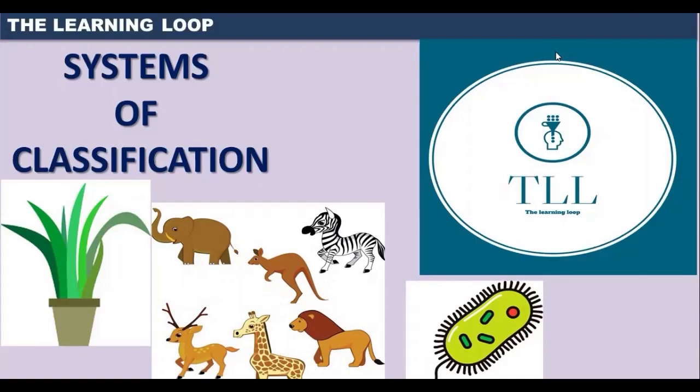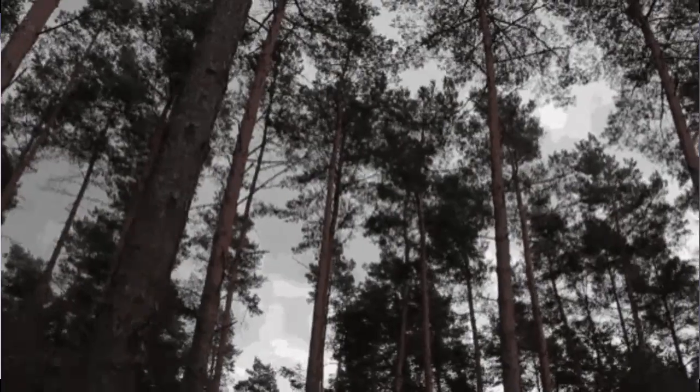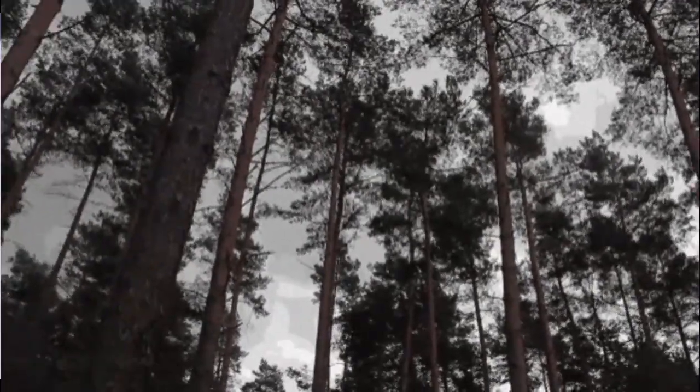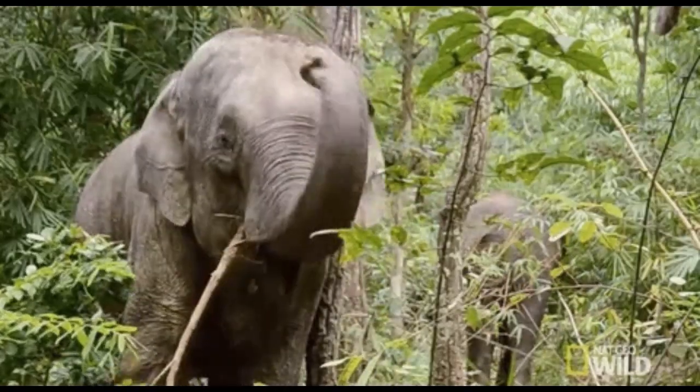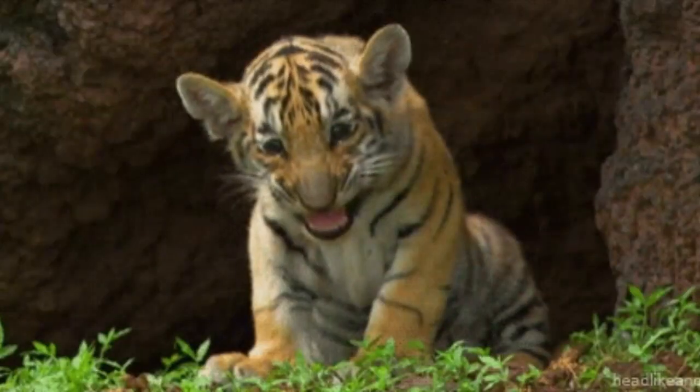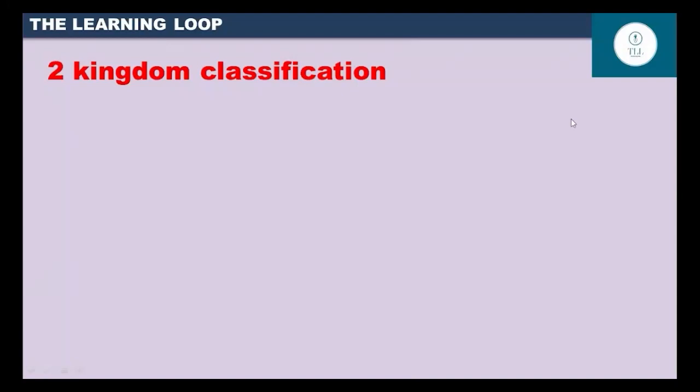So in ancient times, or we can say during the time of Aristotle, all the non-moving organisms, for example, trees, grasses, shrubs, were called plants, whereas all the moving organisms, for example, elephants, cows, dogs, tigers, etc., were called animals. But in 1758, Carolus Linnaeus suggested dividing the living world into two kingdoms, Plantae and Animalia. This system of classification was fine to categorize the higher plants and animals.